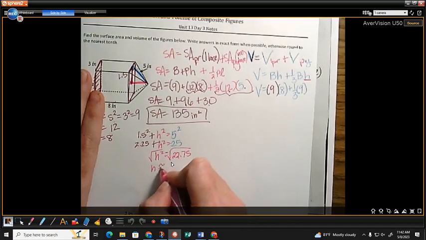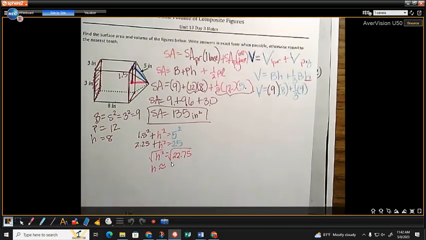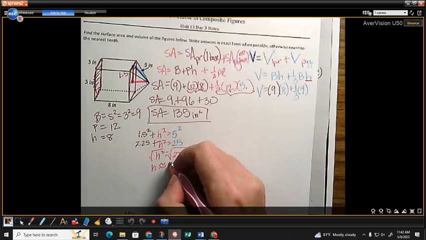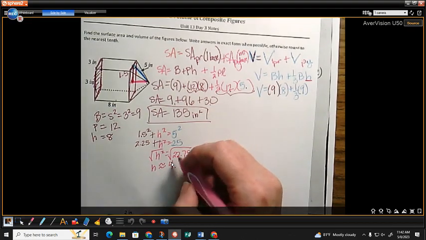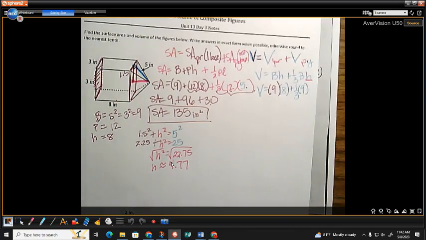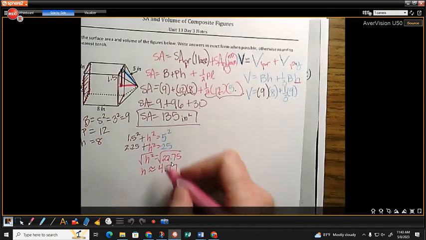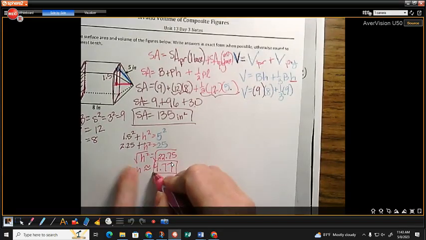And somebody tell me what your height approximately comes out to be, because I do not have a calculator. 4.8. 4.7 something? 4.77. Could you just do 4.8? Yes. Depending on which one you use, is this where we're going to get rounding differences? Yes. That's okay. If you're within spitting distance and I can tell that it's just because you round it differently, we're fine. So now I have my height of my pyramid is 4.7.